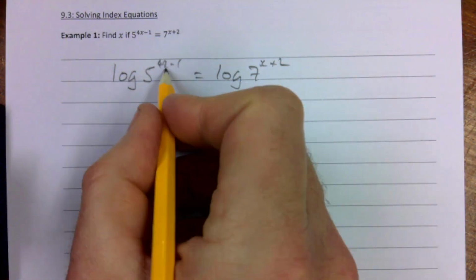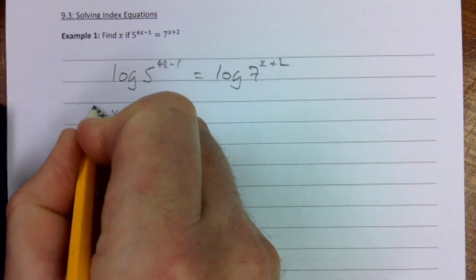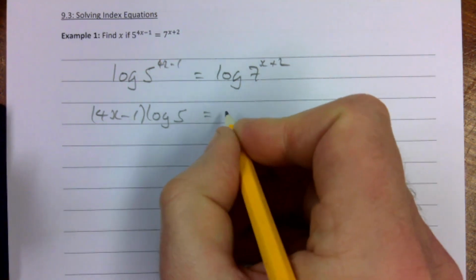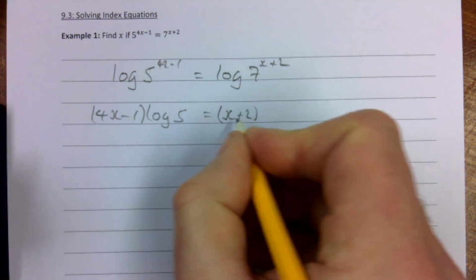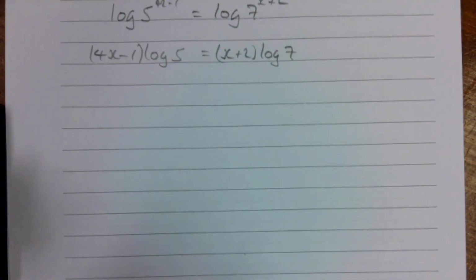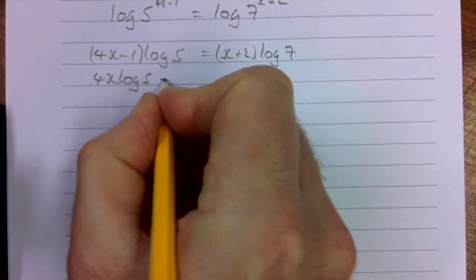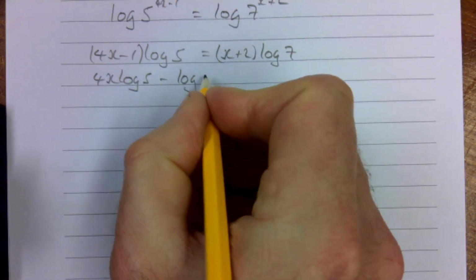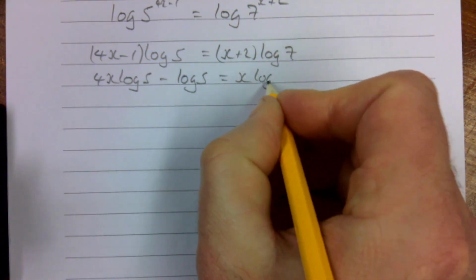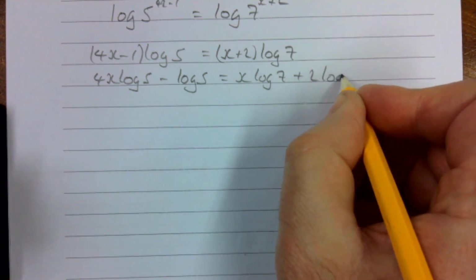We're then going to bring our powers to the front. So that's going to be (4x minus 1) times log 5 equals (x plus 2) times log 7. That then gives us 4x log 5 minus log 5. See what I'm doing? I'm just multiplying out the brackets here. x log 7 plus 2 log 7.